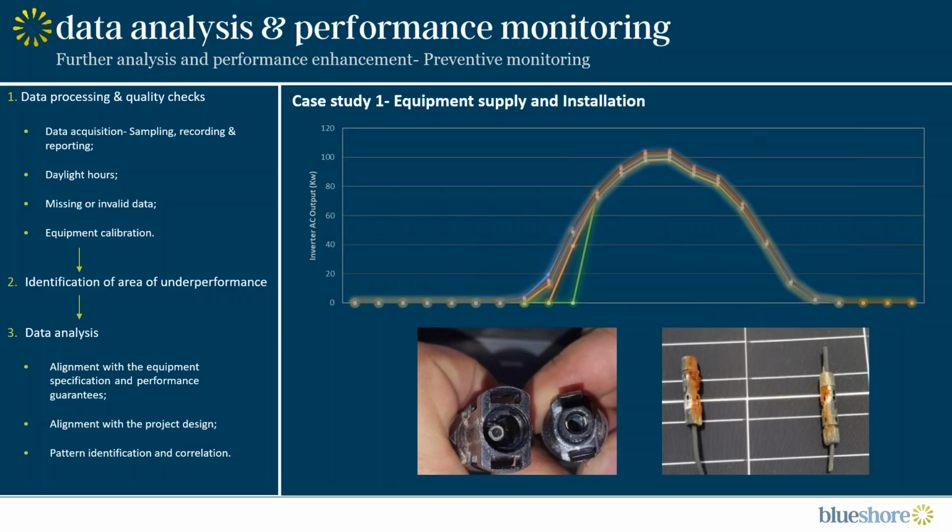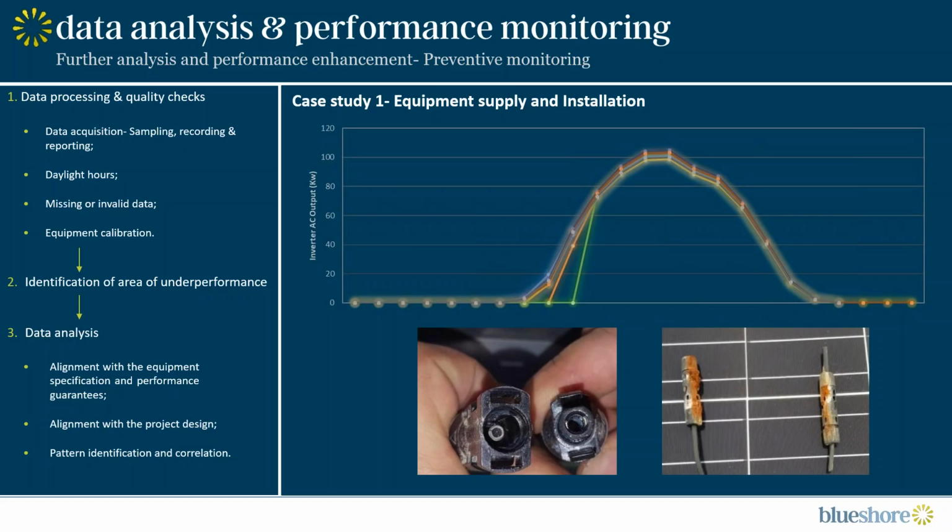So on the right side of the slide, we have a case study where on the chart in the upper part, this is a representative sample of the inverter AC power measurements in a project where a large number of the string inverters across the site will regularly start their operation later than expected.